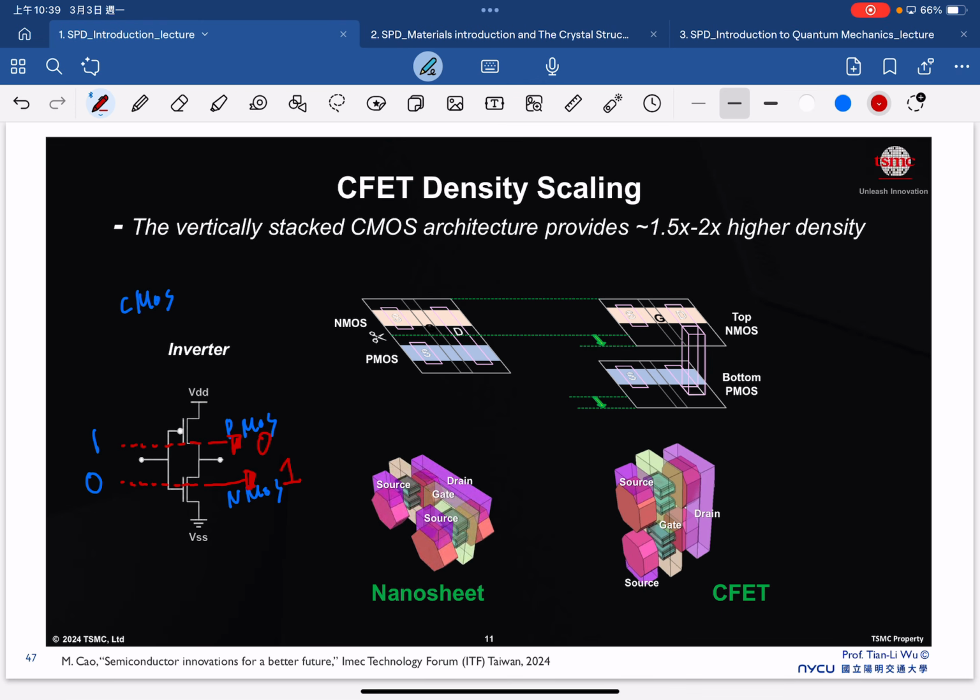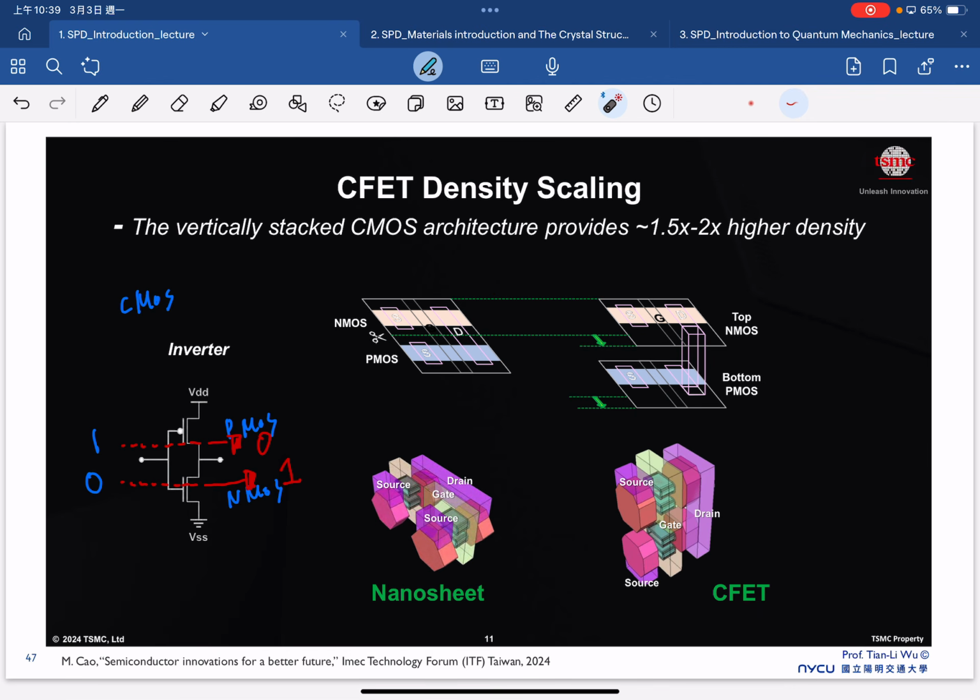So this is the basic inverter function in the logic. That's why we should call this CMOS an inverter here. We will explain later why it has a 0 to 1 or 1 to 0. But the idea is very simple.